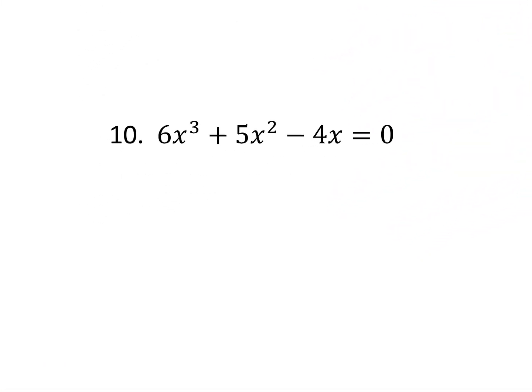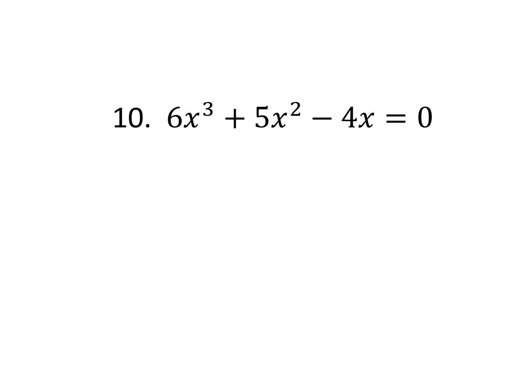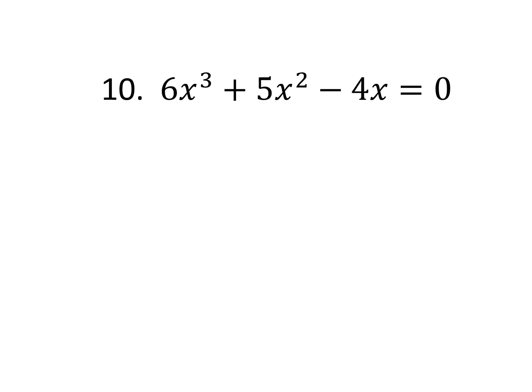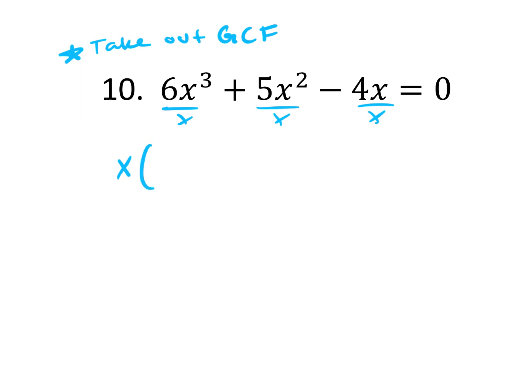All right, let's look at 10. 10, again, we're going to solve by factoring, but what should we do first? Take out an x. Always, always, always take out the GCF. It's going to make it easier for you to factor. So our GCF here is an x. My x just doesn't go away. It's going to go on the outside.